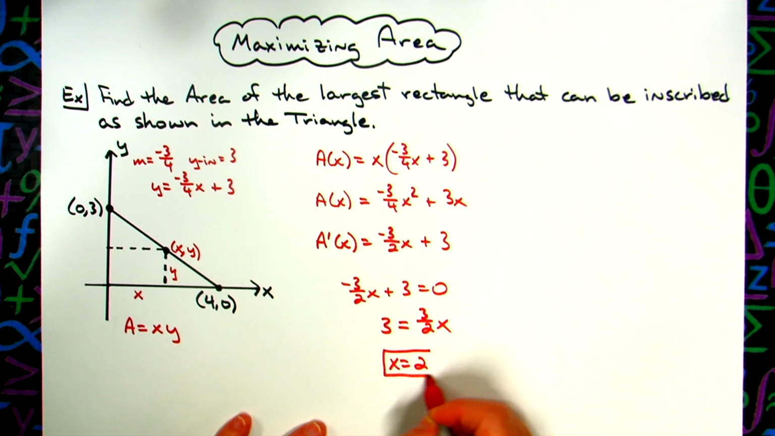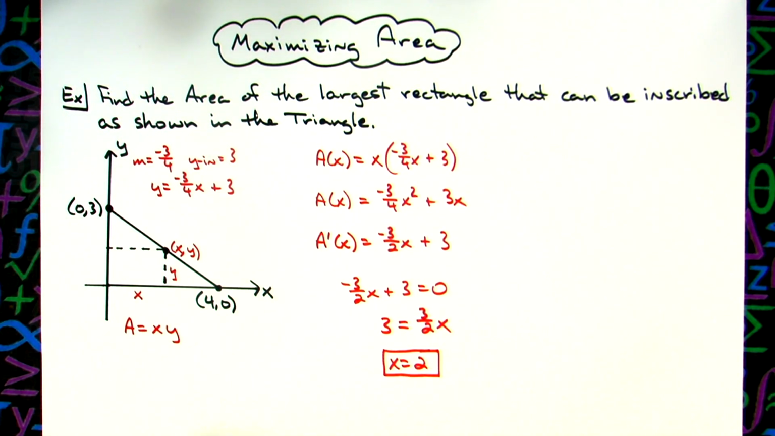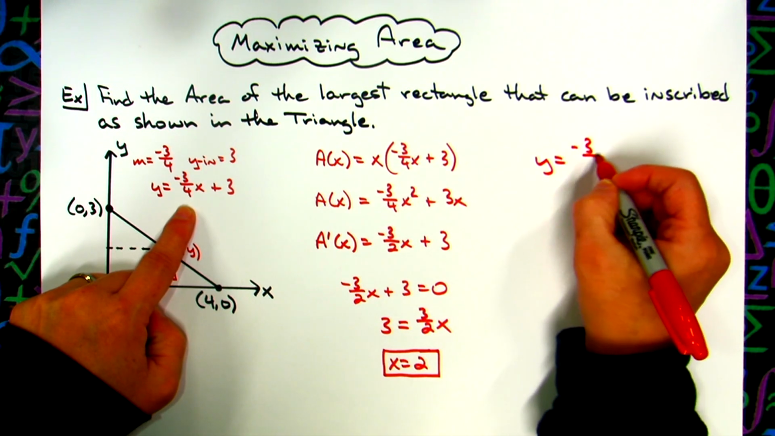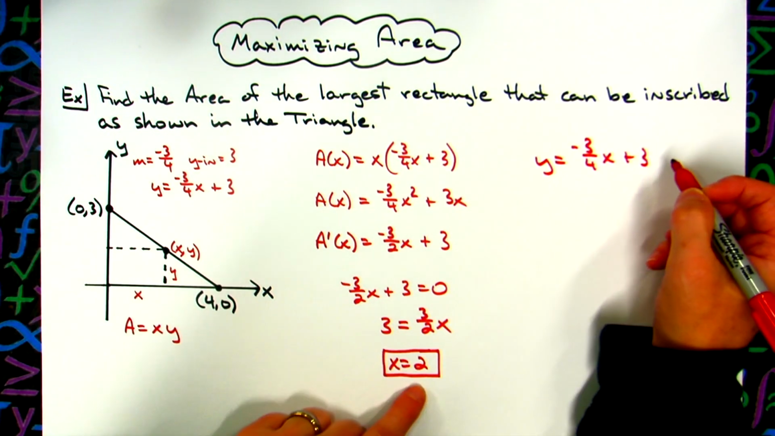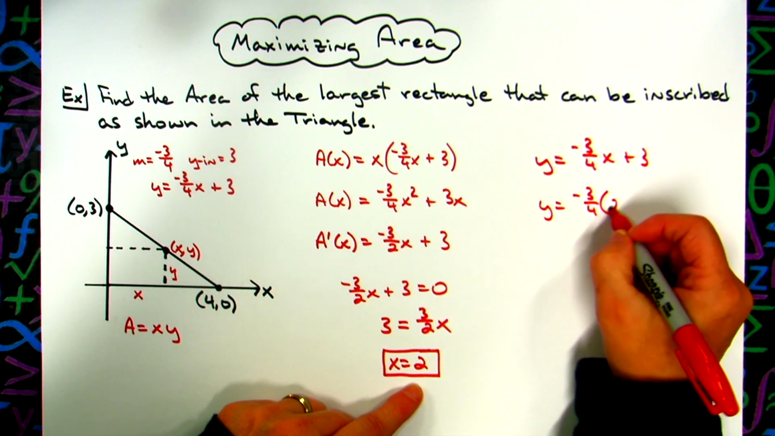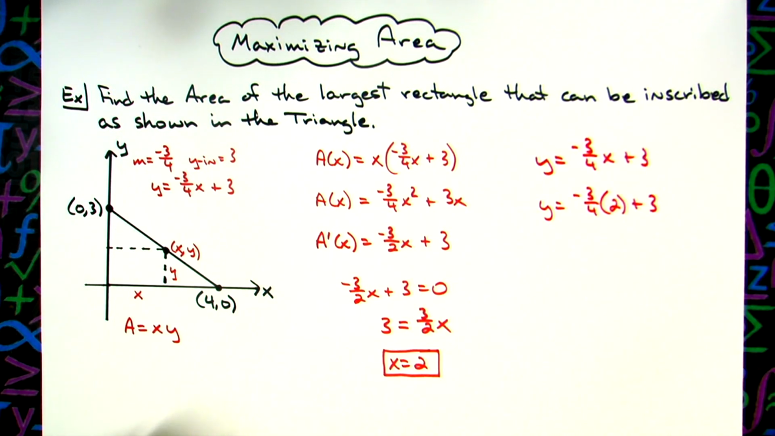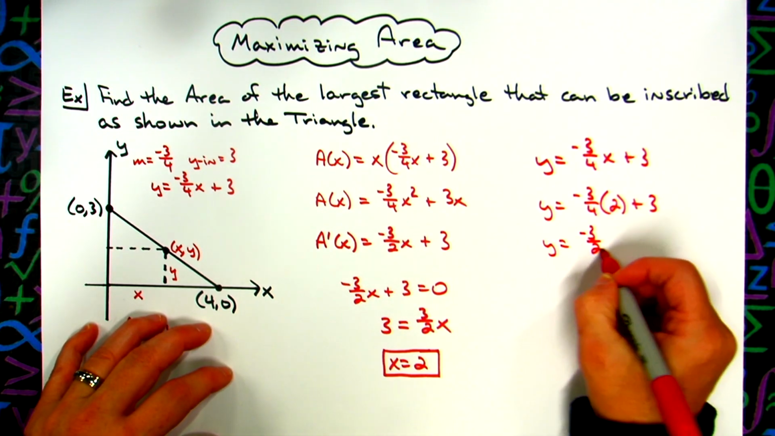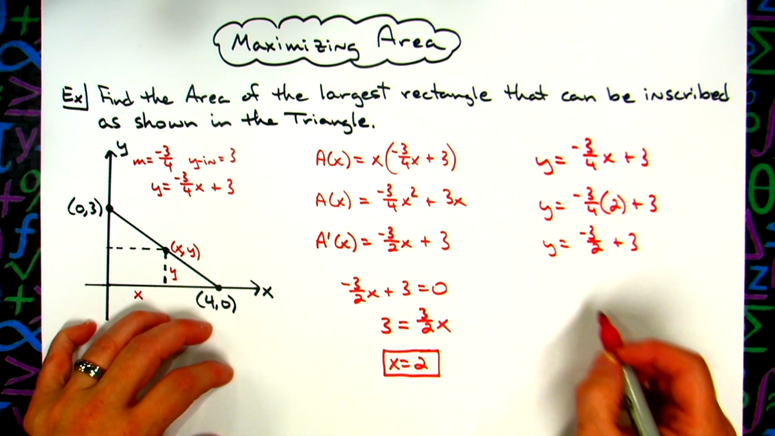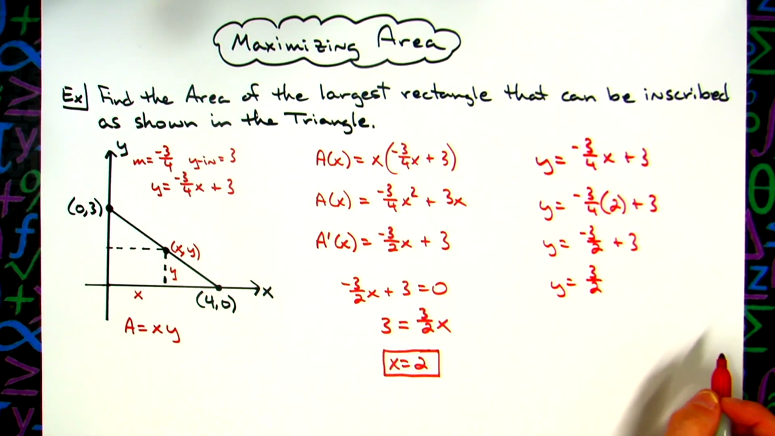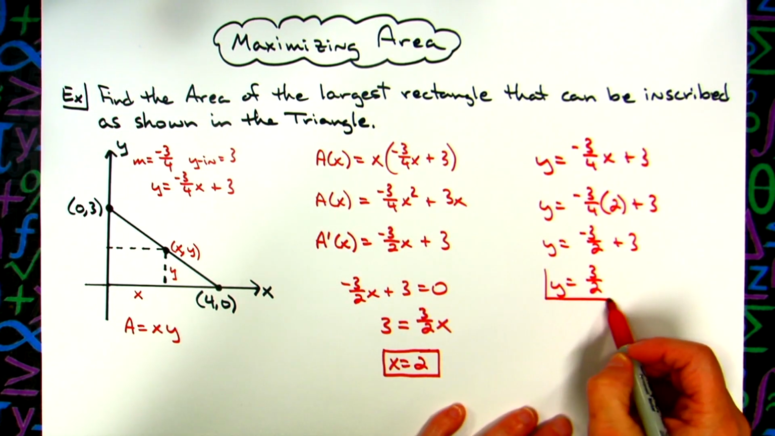So now I've got an x value that's going to maximize this. Now I need to find my y value. So I'm going to come back and use this equation, y equals -3/4 x plus 3. Since I know x is 2, I'm going to plug 2 in. y equals -3/4 times 2, and then plus 3. Doing a little bit of arithmetic there, I'm going to have y equals -3/2 plus 3, giving me a final value of 3/2. So y equals 3/2. So now I've got my y value. That gives me my maximum value.